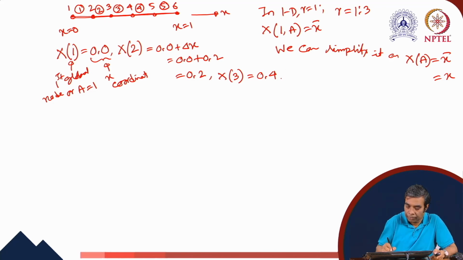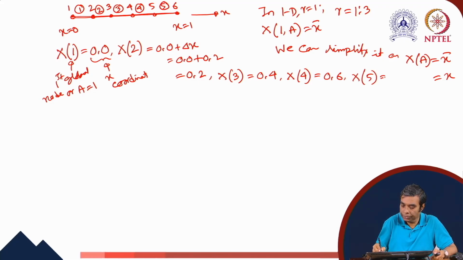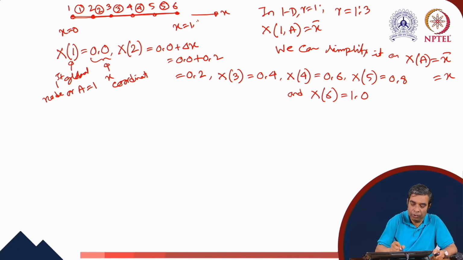Then for the fourth node, it is 0.6. For the fifth node, it is 0.8. And finally, for the sixth or the last node, our global coordinate is 1.0. Okay, so we have generated the IN array and we have generated the X array, or the coordinate array.